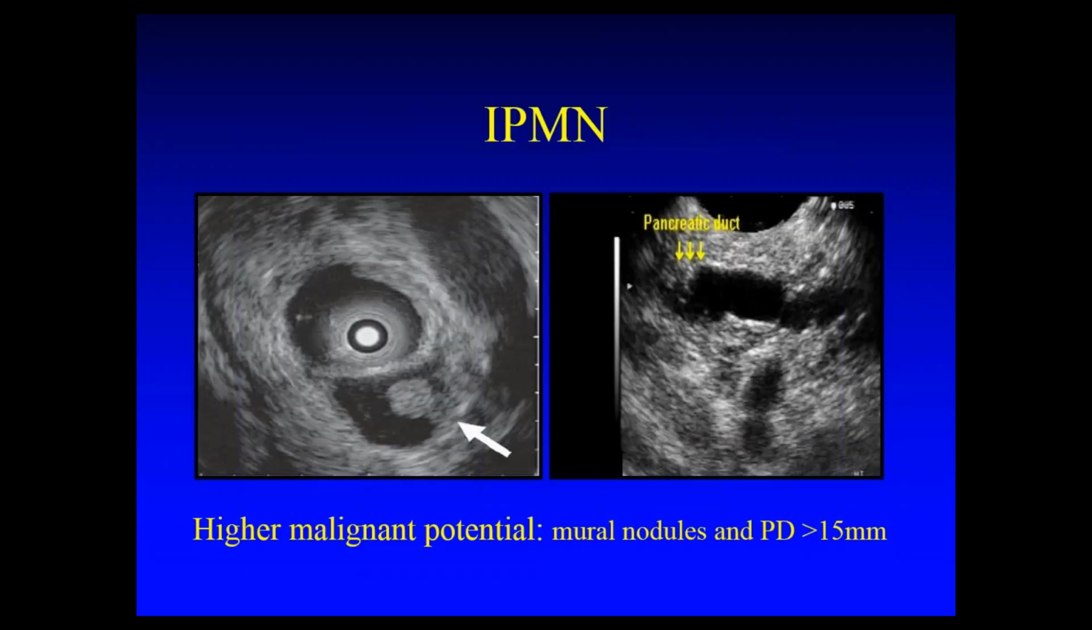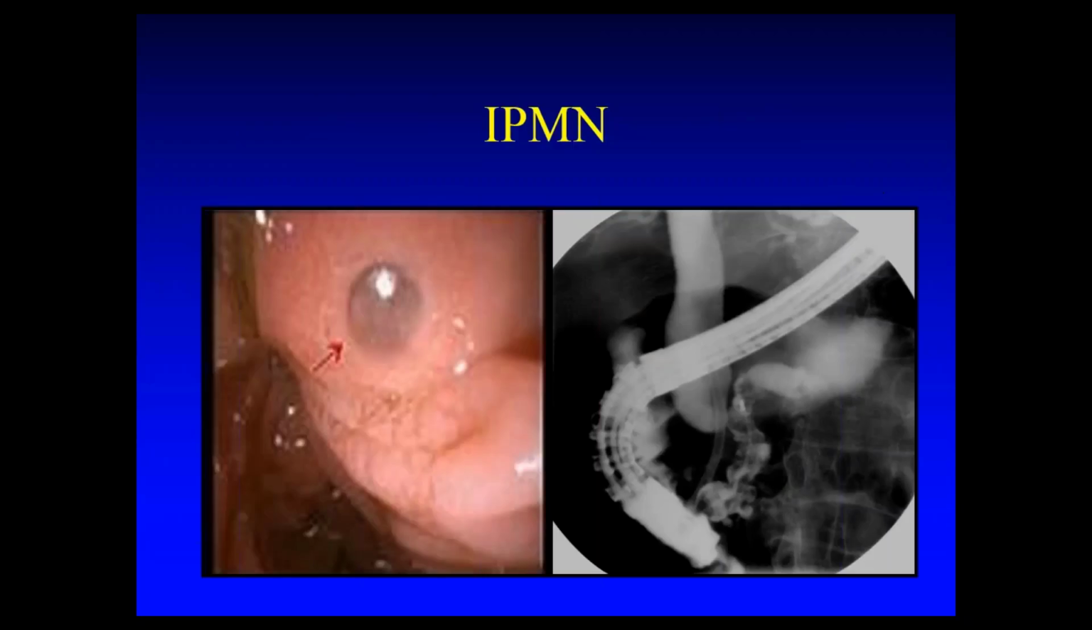More so in IPMN, there is a strong potential for neoplastic transformation, especially in patients with a mural nodule that you see on the left here, and a dilated pancreatic duct, as you see on the right. For those of us who do ERCP, sometimes we see this at the ampulla, actual mucin coming out of the ampullary orifice. And on the right, you see a pancreatogram with numerous filling defects. These are not stones. These are actually mucin.